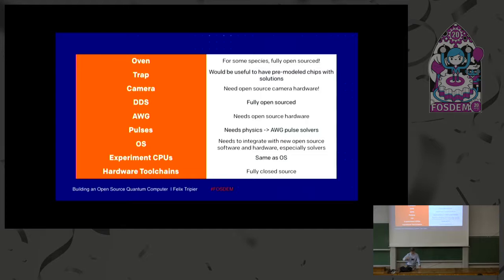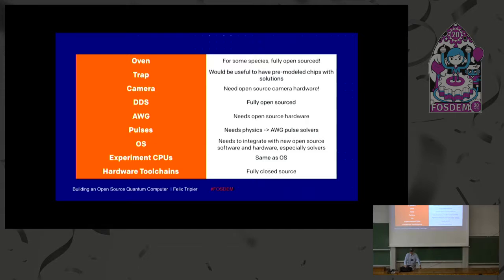For the AWG, we have no open source AWG. Mostly we can do what we need with DDS, so this isn't that bad, but it would be nice to get full entangling gates. For pulses, I'd say the state of open source physics software for trapped ion is a little bleak. There's not that much out there, and physics is probably the biggest limiting factor for people who actually want to go out and make their own quantum computer.